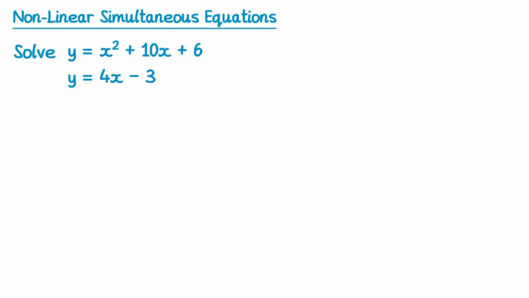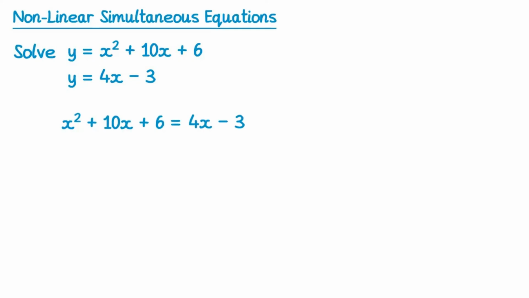In this first question, both of the equations have been written in the form y equals. This makes it relatively easy to eliminate the letter y. If y is equal to x squared plus 10x plus 6, but also y is equal to 4x minus 3, then we can simply write x squared plus 10x plus 6 equals 4x minus 3. We can now see we've got an equation in x and there are no y's. We can solve this equation in our usual way.